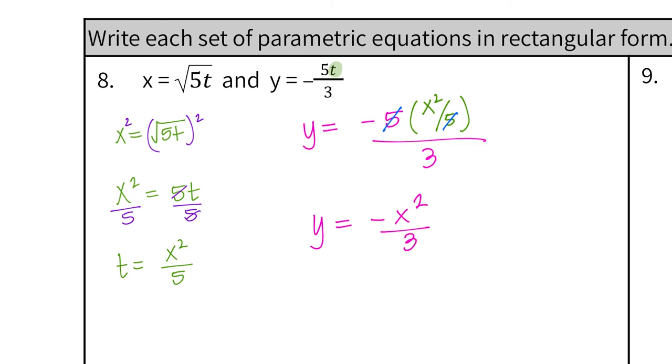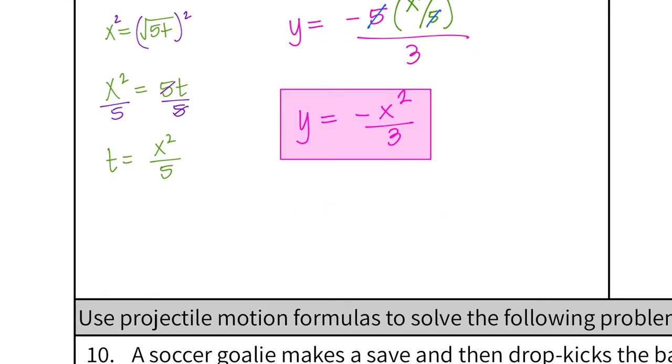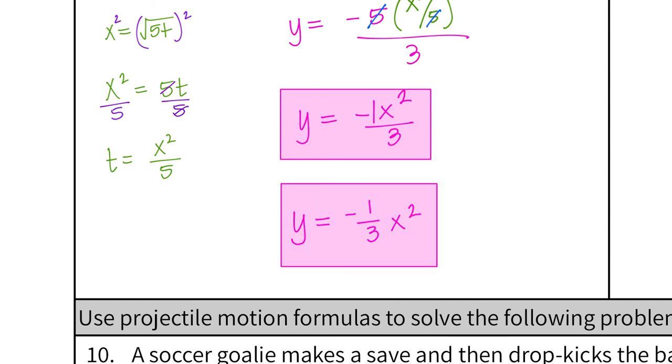which, this is a multiple choice test, so I'm honestly not sure. Your answer could be left in that form. Or another way of writing this is to separate this fraction. So technically there's an invisible 1 right here. So they might write it as y equals negative 1/3 x squared. These are both equivalent. It's just different ways of writing it.